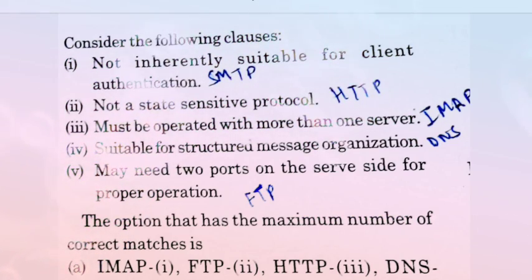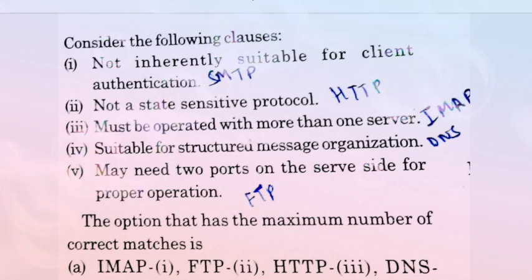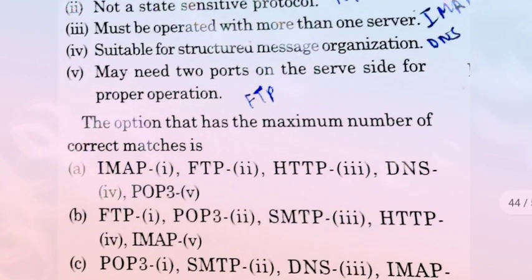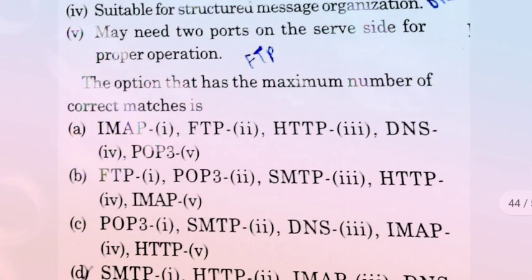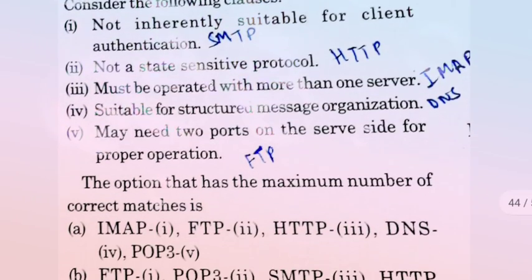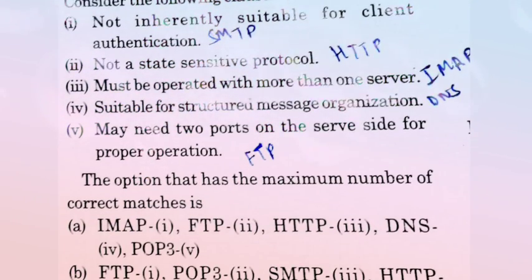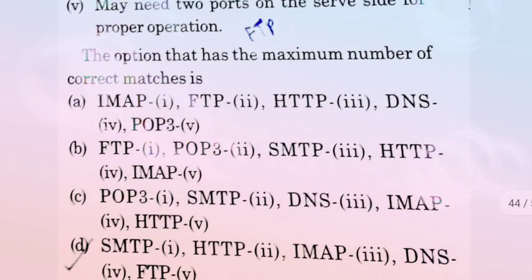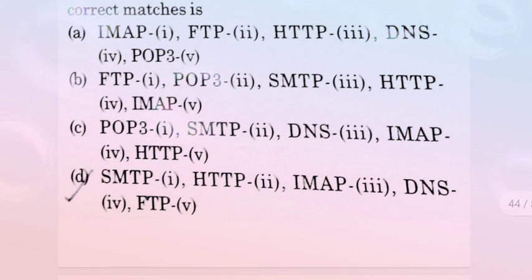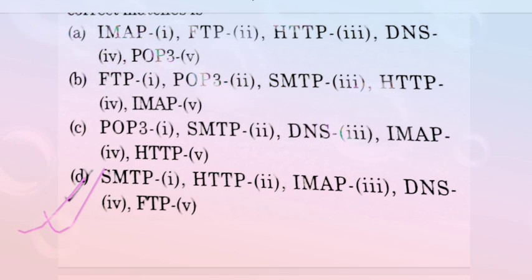Okay, so on the basis of this we get the option that has the maximum number of correct matches. We have already matched this because we solved all the questions one by one. So the correct match is SMTP, HTTP, IMAP, DNS and FTP. So option D is the correct match for the above clauses. Okay, now come to the next question.